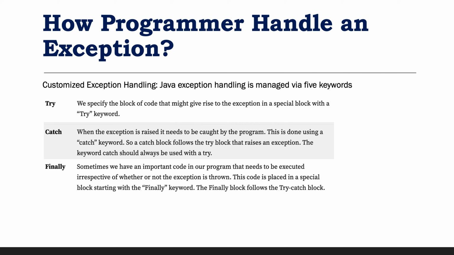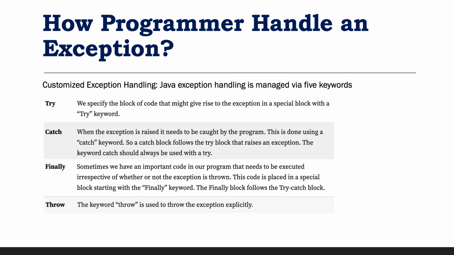Next is the finally block. What are the uses of the finally block? Sometimes we have important code in our program that needs to be executed irrespective of whether or not an exception is thrown. In the try block, we put the code which might cause an exception. Inside the catch block, we write exception handling for those exceptions thrown by the try block. But in the finally block, we put all the code which we want to execute always, whether or not the exception is thrown. This is a special type of block, and it is completely optional.